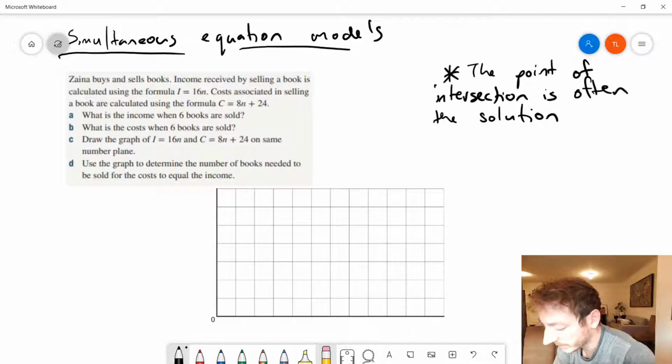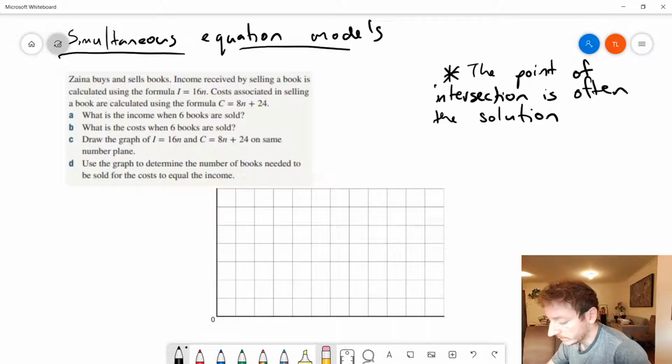Alright, so it says Zaina buys and sells books. Income received by selling a book is calculated using the formula I equals 16n. So income equals 16 times the number of books. So they obviously cost $16 each. Costs associated in selling a book are calculated using the formula C equals 8n plus 24. So that means we're starting at 24, so there's probably some startup costs involved. And then 8n, so it takes about $8 to make a book. But she's getting 16 for each one.